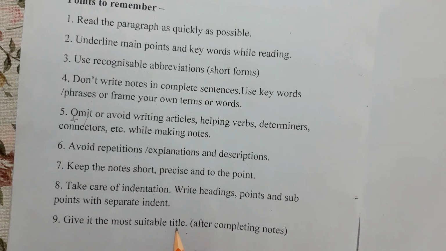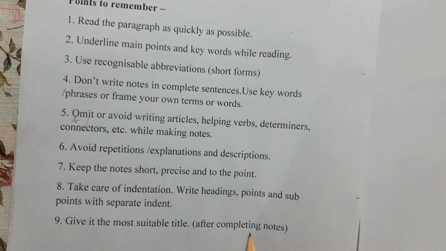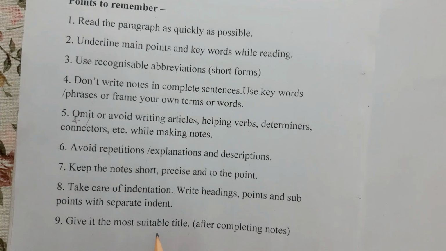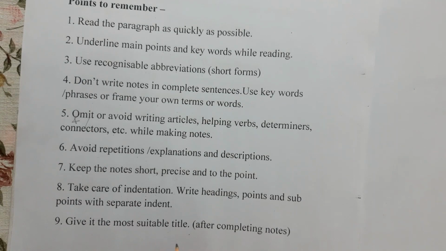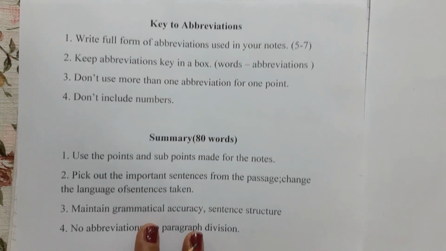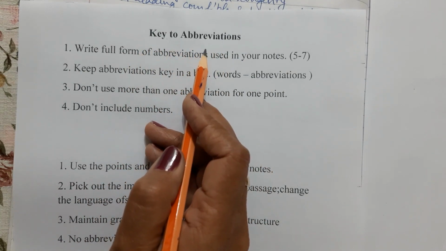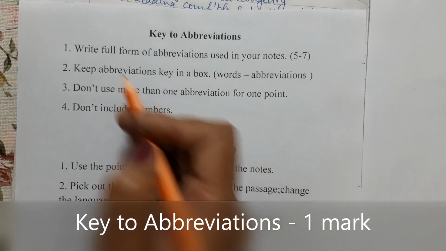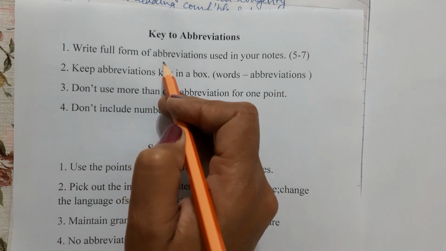At the end, we should give our notes a most suitable title. After completing the notes only, we can decide which is the most suitable title. It should be written in the beginning of the notes, but we should try to find out the title when we complete our notes. Out of the notes only, we should take out the title. Moving to the second thing, key to abbreviations. All the abbreviations which are used in notes, we should write in a box after the notes, and the full form of abbreviations also should be written.